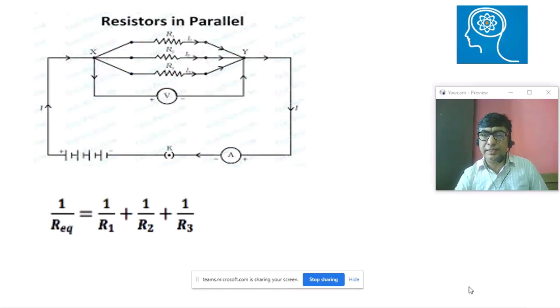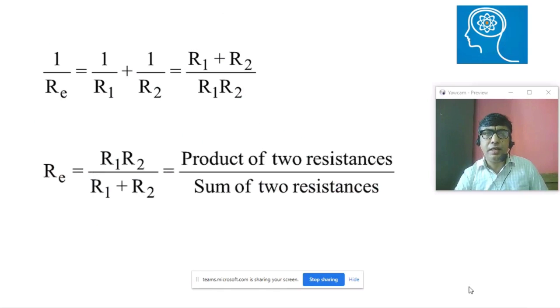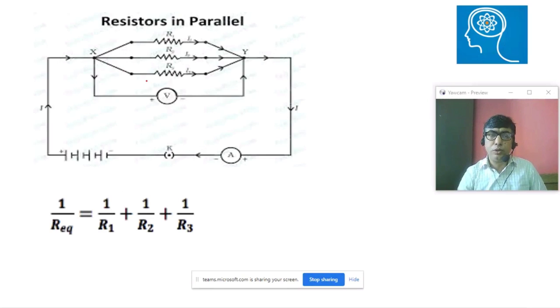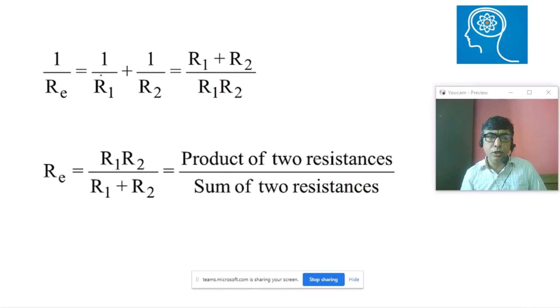Okay. So now let us see some shortcut methods for finding out the equivalent resistance when two resistors are connected in parallel. So the formula for equivalent resistance is 1 upon R equivalent equal to 1 upon R1 plus 1 upon R2. Here there were three resistors, so 1 upon R1 plus 1 upon R2 plus 1 upon R3 were there. Now since only two resistors are there, the formula will be 1 upon R1 plus 1 upon R2. Now we will do cross multiplication. So R1 plus R2 will come in the numerator, and R1 into R2 will come in the denominator.